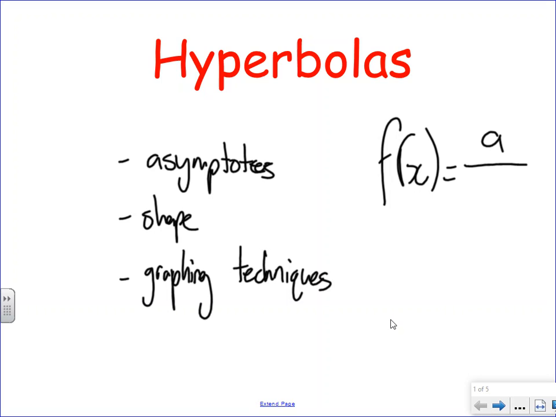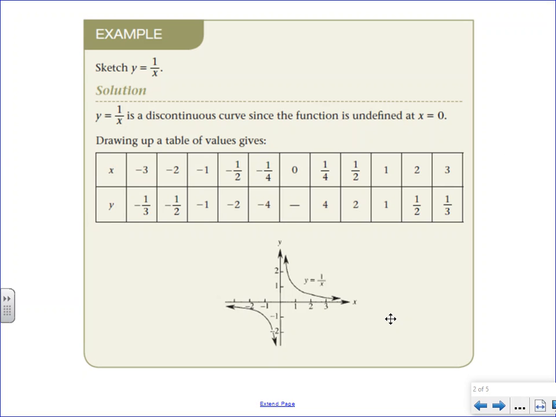Generally, it's going to be some linear expression, so maybe like x, or could be like x plus 2 or x minus 8 or whatever. Basically, we're going to have the numerator with something on the top and some x on the bottom. And what we're going to be talking about here is how we can sketch and the general features of these hyperbolas. So first of all, I've just got this example from the textbook, and this is a good demonstration of why these hyperbolas look the way they do.